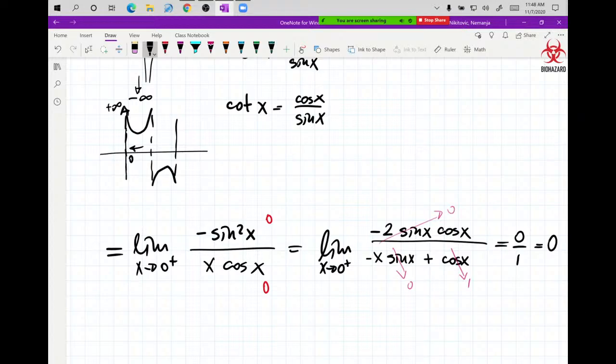So that's the deal. We were able to find the limit using the L'Hopital rule, and this time around we had to use it twice.